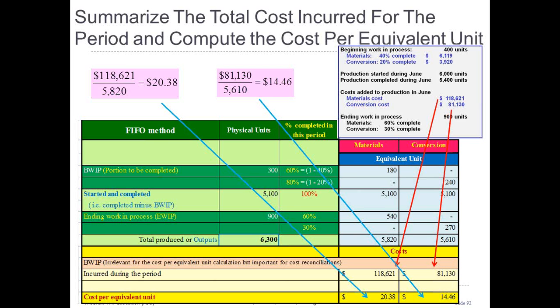Materials cost per equivalent unit is $20.38. That's equal to the total costs incurred in the period divided by the total equivalent units. So we would be taking $118,621 and dividing by 5,820 units. And the conversion cost per equivalent unit is $14.46. That's equal to the total cost incurred in the period divided by the total equivalent units. So 81,130 is divided by 5,610.